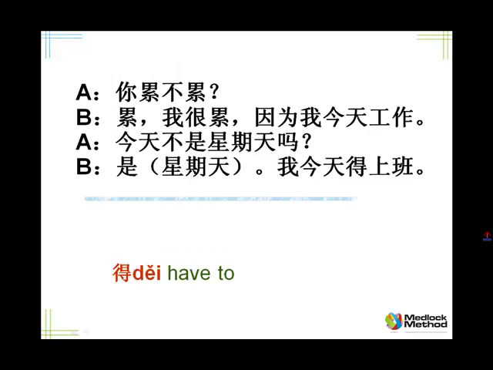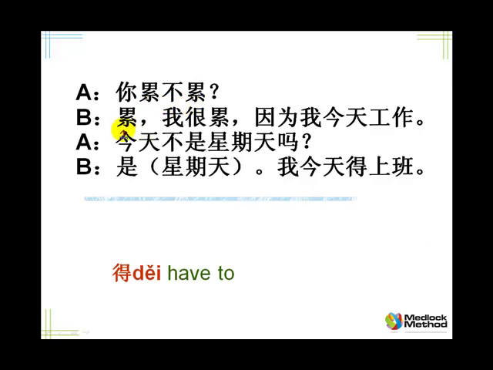Listen, please. 你累不累? 累,我很累,因为我今天工作. 今天不是星期天吗? 是。我今天得上班.